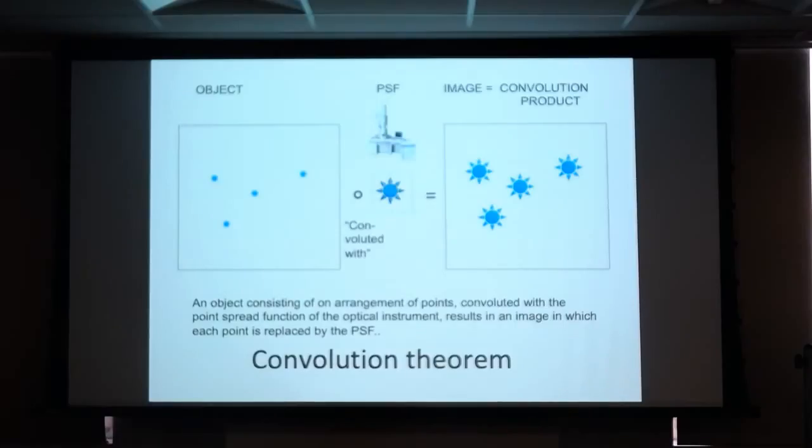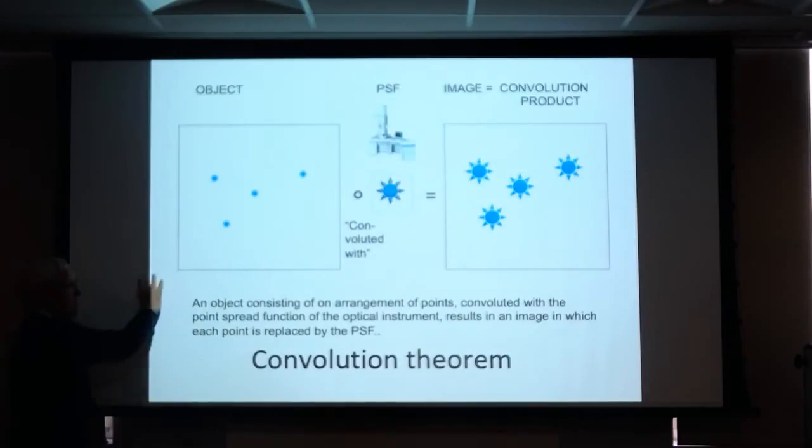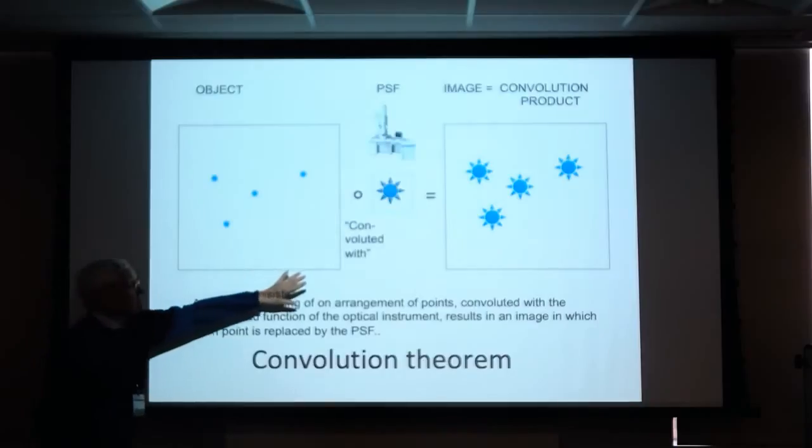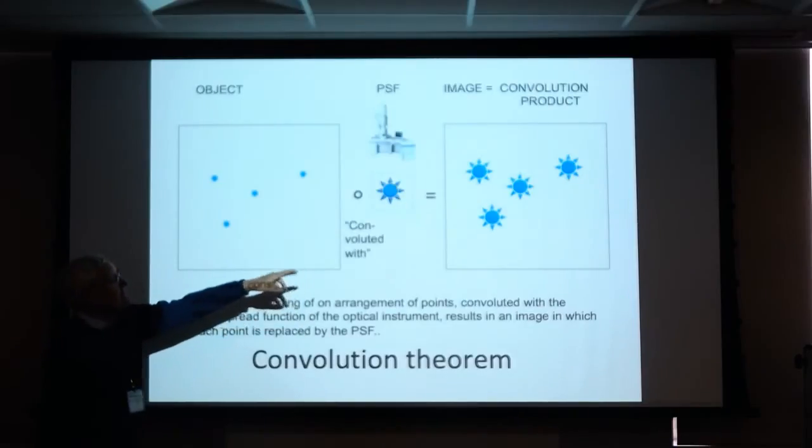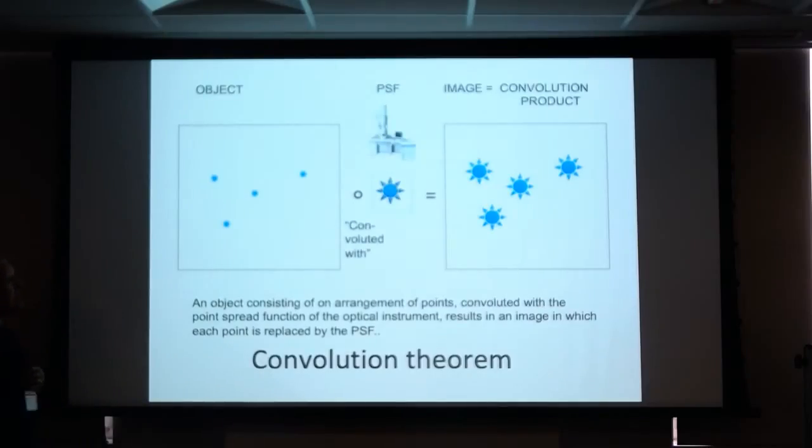And so the convolution theorem, I actually didn't put this down here. The convolution theorem is saying that instead of this very complicated superposition integral that we have to form for a continuous function, we can go into Fourier space and use the Fourier transform of the object and the Fourier transform of the point spread function, which is the CTF, the contrast transfer function. Simply multiply them, and then we get the convolution product in Fourier space.